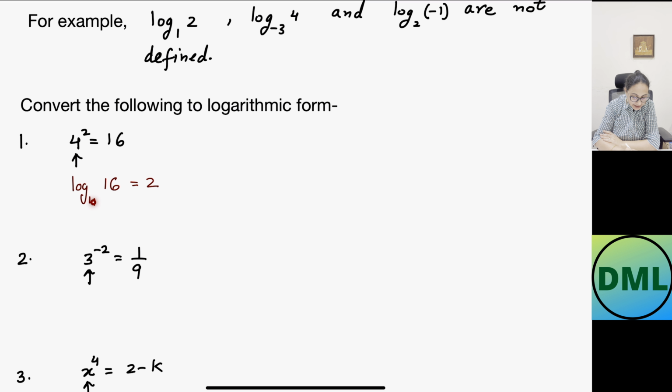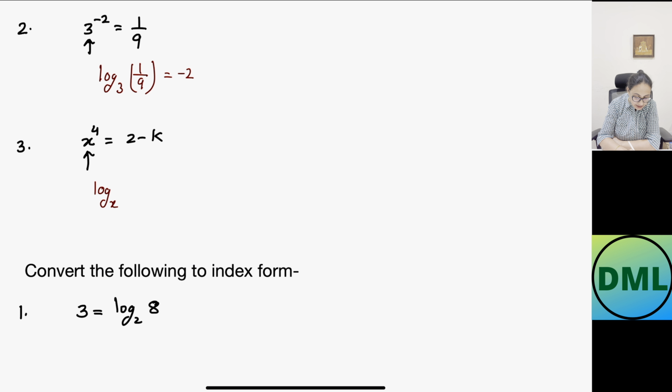Let's see the next example here. x to the power 4 is equal to 2 minus k. I need to write it in the logarithmic form. x will become the base of the logarithm. Log x of 2 minus k. My answer is equal to 4. Let's see how we are converting to the index form.